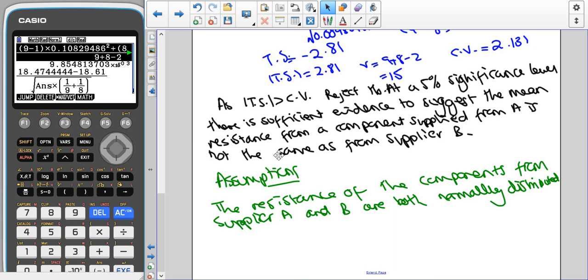Always check that the language that you need is in the question. Remember, for the normal one, if it was a large sample, we didn't need it to be normally distributed. But all the time with t, it has to be normally distributed. It needs to state that somewhere. And for any of these, it always has to be a random sample.